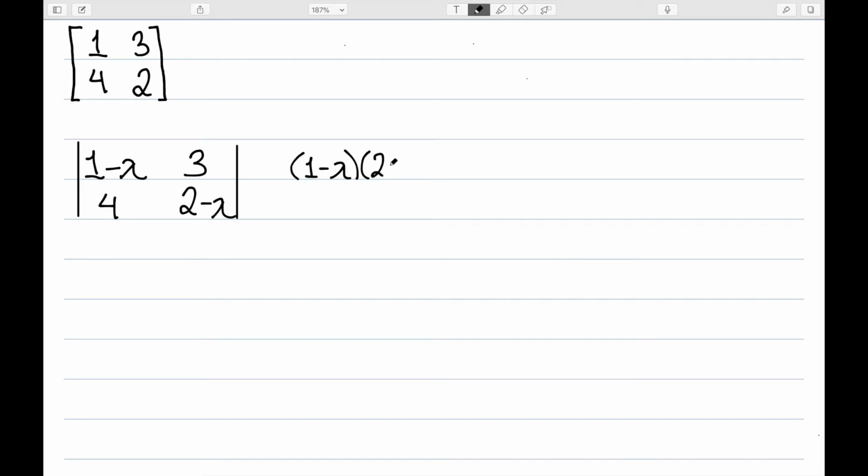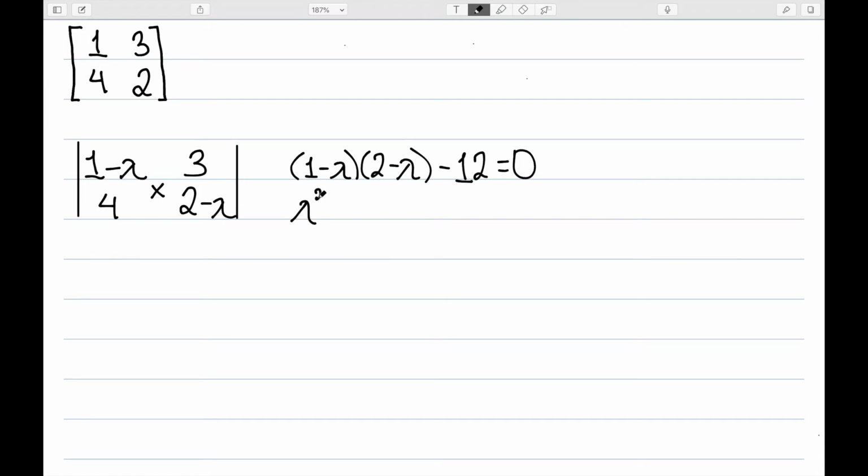Let's look at this matrix 1, 3, 4, 2. And we want to start with finding our eigenvalues. In order to do that, we subtract lambda from the diagonal. So I have 1 minus lambda, 3, 4, and 2 minus lambda. And we want to take this determinant. (1 minus lambda) times (2 minus lambda), minus 12. And this needs to be equal to 0.